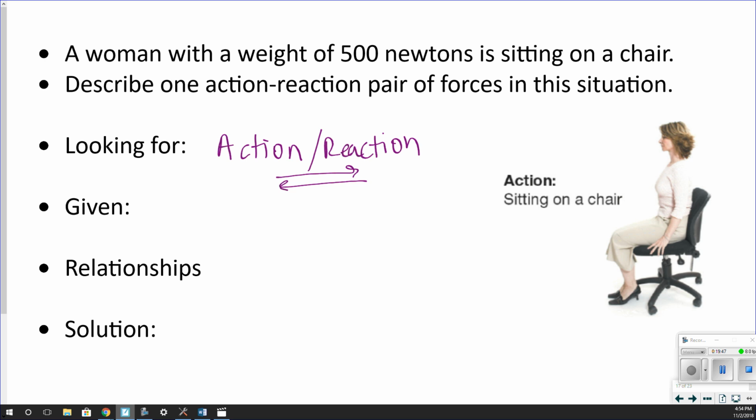What am I given? I'm given the force of her weight, which is 500 newtons, and she's sitting down on a chair. So here we're going to talk about forces being up and down, so vertical direction. So if it's going down, we're going to have a negative 500 newtons there. And then the relationship, we have equal but opposite.